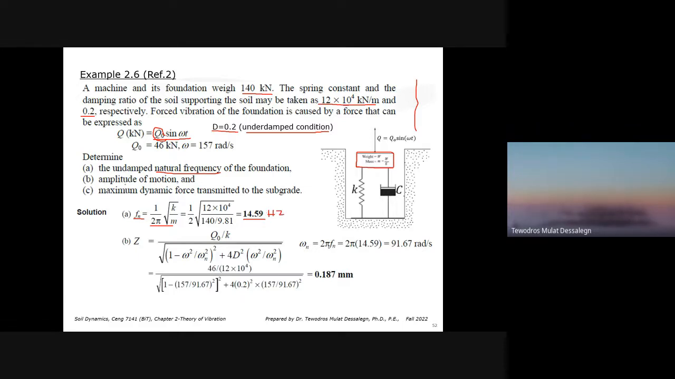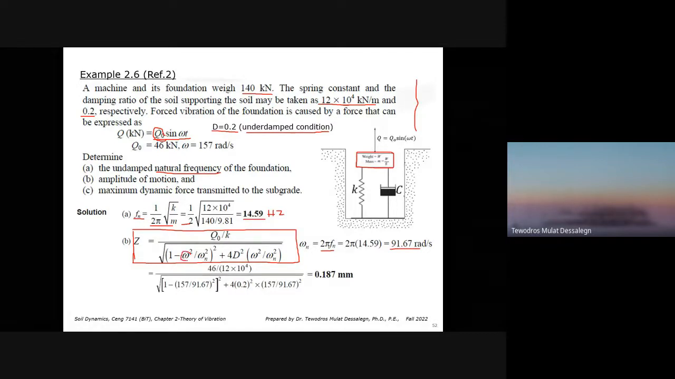B, find the amplitude of motion. We know the equation that I showed you before; this is the plot we have been plotting. The amplitude of motion is Q naught by K over the square root of 1 minus the frequency ratio squared, the whole thing squared, plus 4D squared times the frequency ratio squared. Wn is 2 pi fn, the circular frequency. You can calculate it because you have the natural frequency calculated.